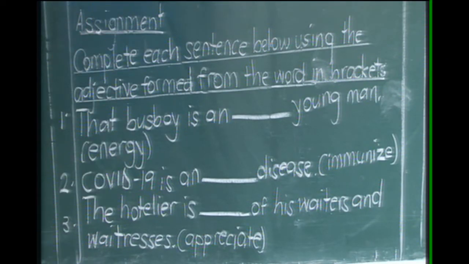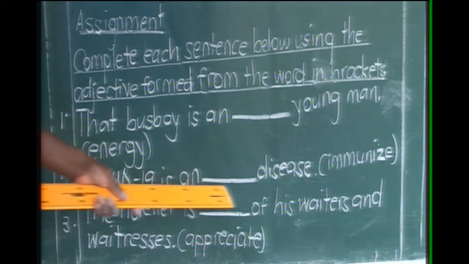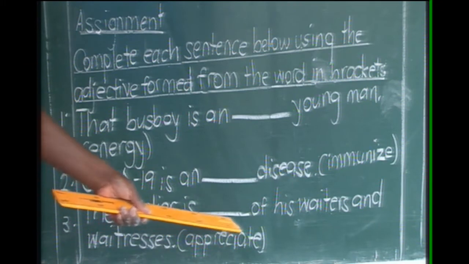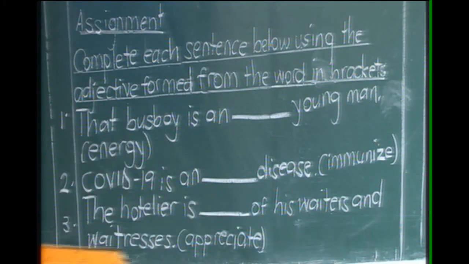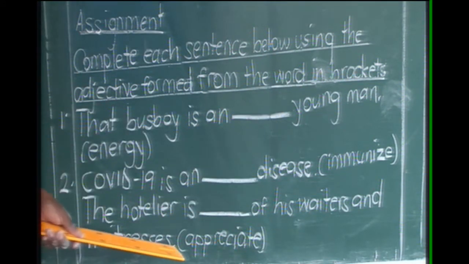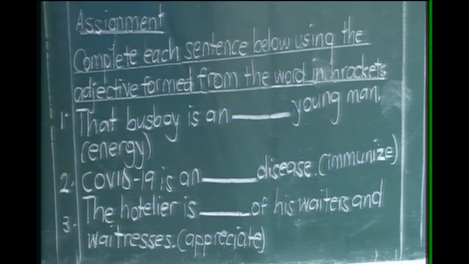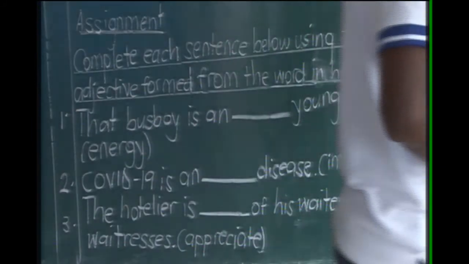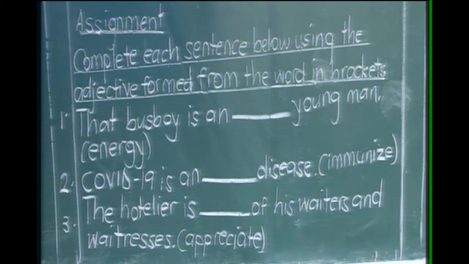Number two, COVID-19 is an dash disease. In brackets, we say the word immunize. Number three, the hotelier is dash of his waiters and waitresses. Brackets, we have the word appreciate. Your task is simple, to form an adjective and complete that sentence.